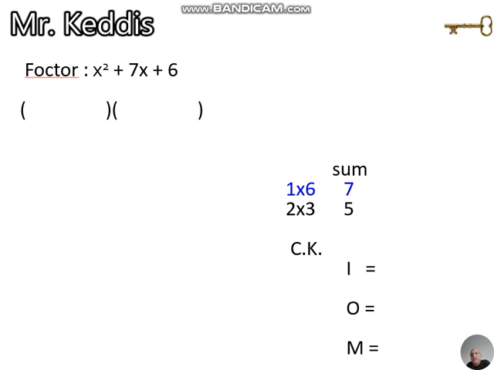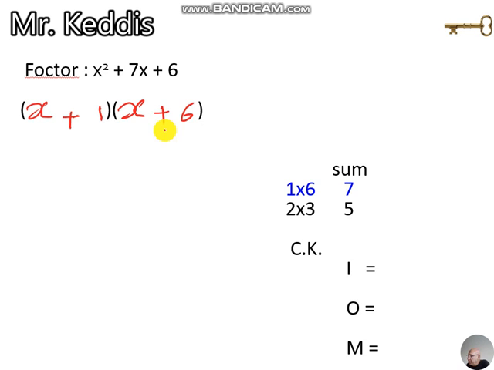I have x squared plus 7x plus 6. Means here x and x. I'm going to choose 1 and 6 or 2 and 3 here. Because the middle term is 7, I have to choose 1 and 6, because 1 plus 6, I get 7. The sign of the middle term is positive, so both signs are positive.